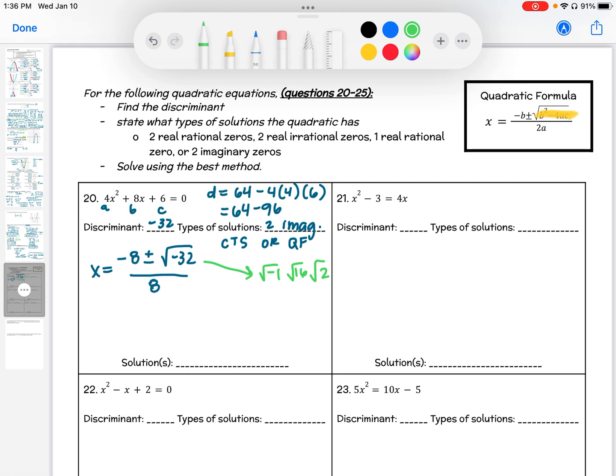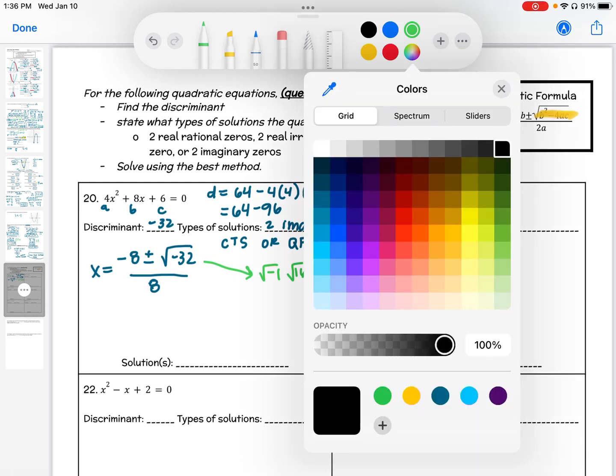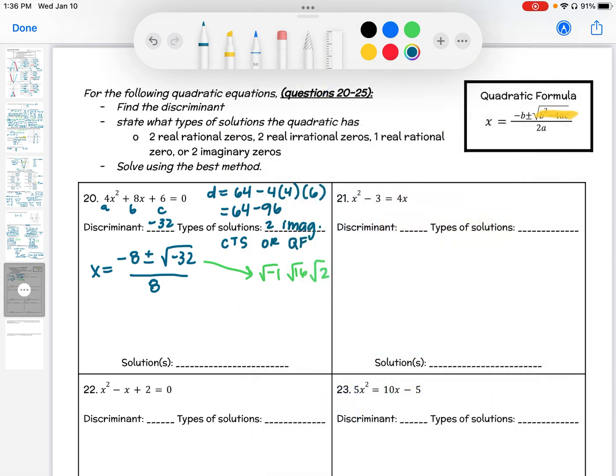All right, so what we're going to do is simplify that. The square root of negative 1 is i, the square root of 16 is 4, and the square root of 2 is going to stay. So we're going to end up with negative 8 plus or minus 4i square root 2. We're just writing all that out in place of the negative 32, and over 8.